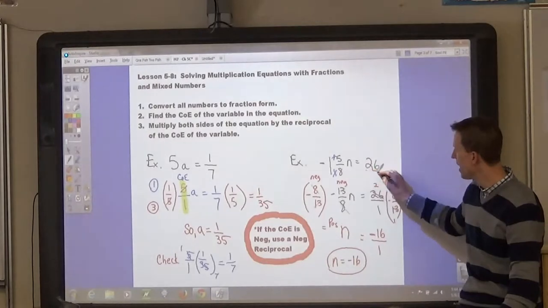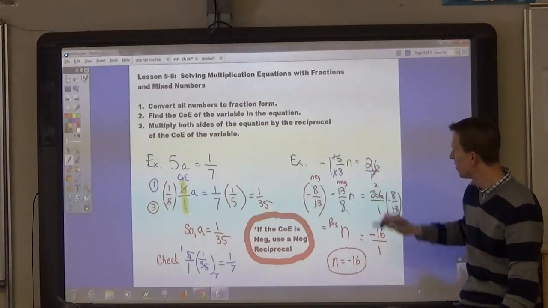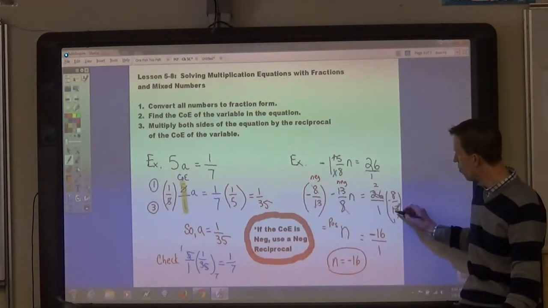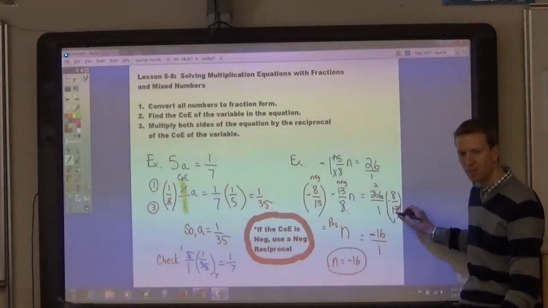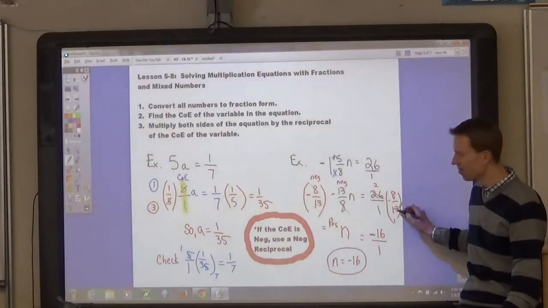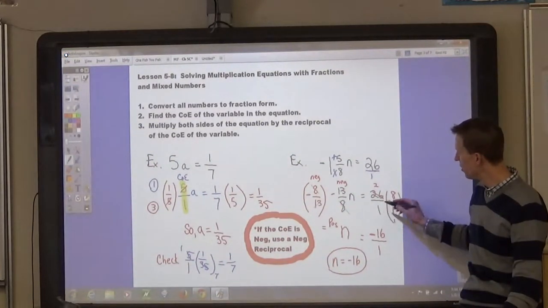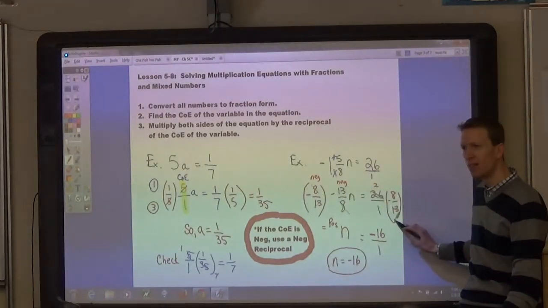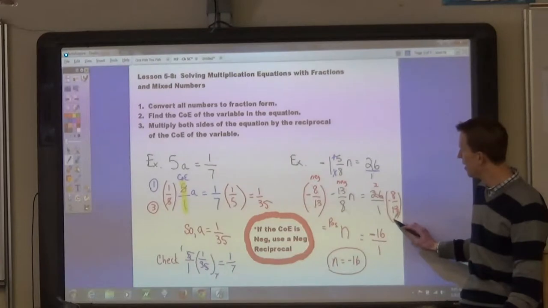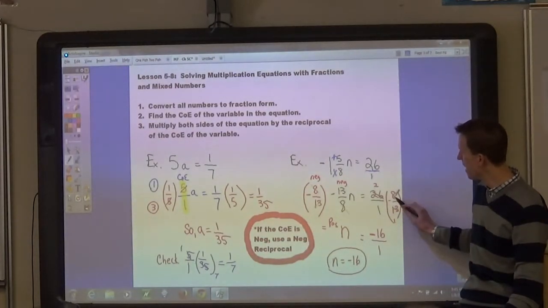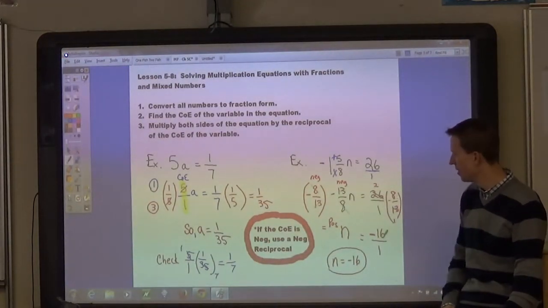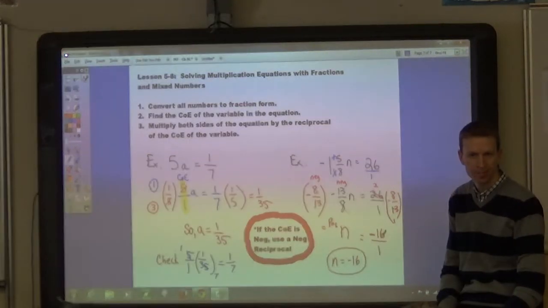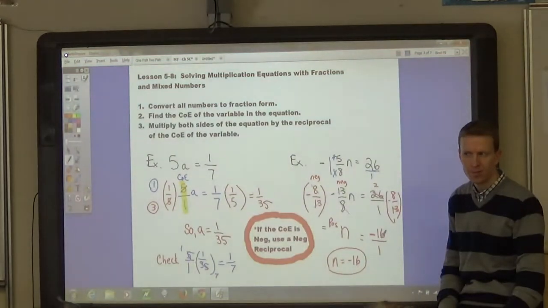Remember, we're writing this as a fraction. 26 over 1 times negative 8 over 13. Then we can reduce this to 26 and 13 is 2 over 1. So we're multiplying 2 times negative 8 to get our solution. N equals negative 16. Okay?